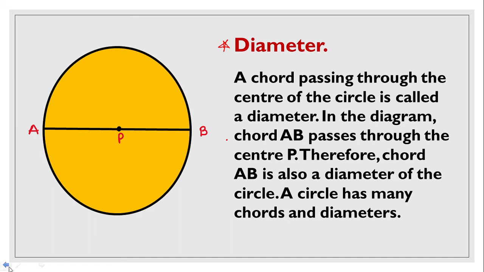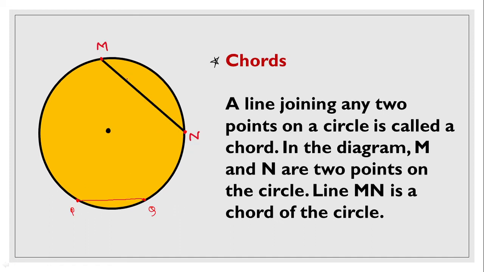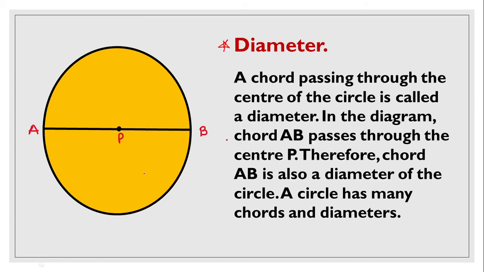Now in the last slide, here the chord was not passing through the center, it was somewhere far away, and it was passing anywhere randomly, okay, but it was not passing through the center. But if there is any chord which is passing through the center, that chord will be called as the diameter. If any chord is passing through the center, it will be called as the diameter.